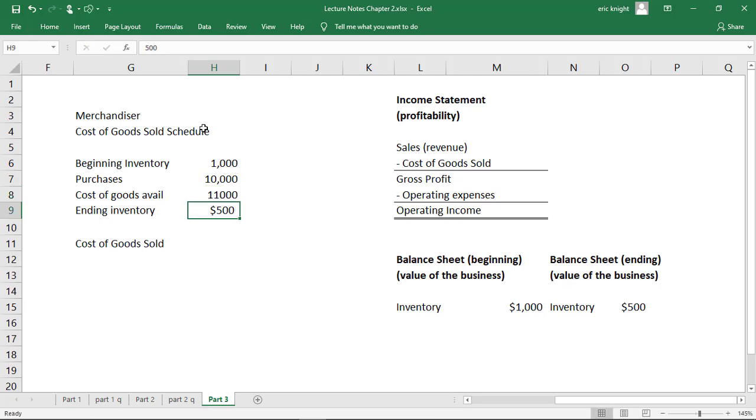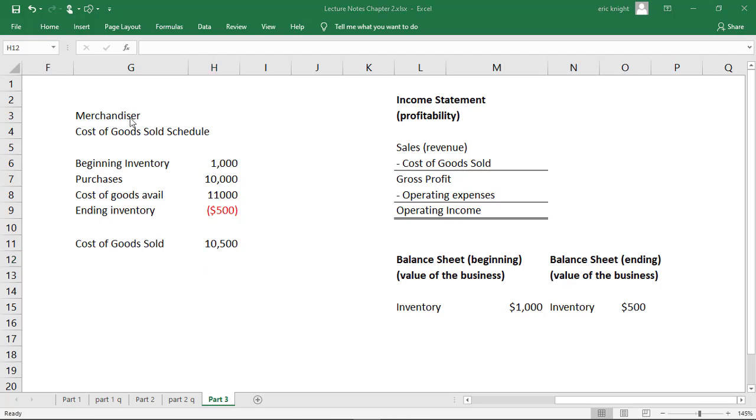Well, we didn't sell them all. We ended with $500 worth of skateboards. So if we were to subtract that, because we didn't sell it, if it's ending inventory, it's still there, then we have $10,500 worth of skateboards that we sold, and that's our cost of goods sold for a merchandiser. And it goes right here. So it goes from here into this schedule, and we can figure out the profitability.